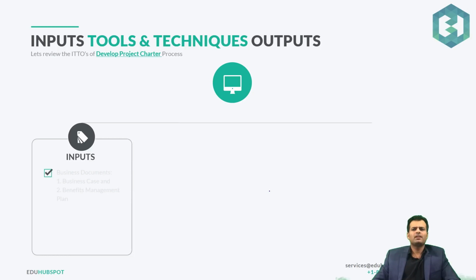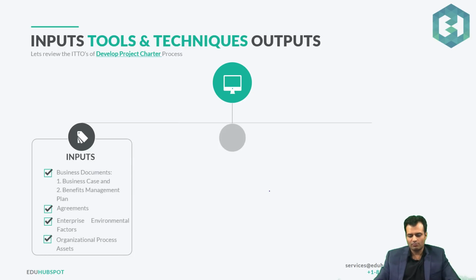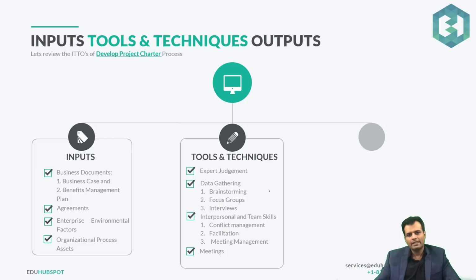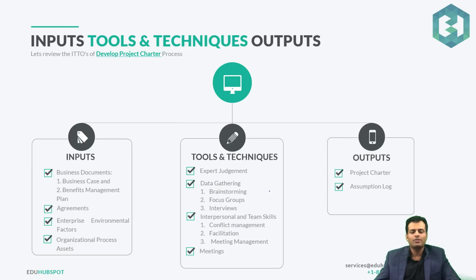So let's first talk about the basic inputs, tools, techniques and outputs. And don't forget, go on the website www.eduhubspot.com. Under the resources section, you can download your free ITTO sheet as well. Whatever you're seeing on the screen, if you want a cheat sheet, that's your document. Just download the free ITTO sheet and use it.